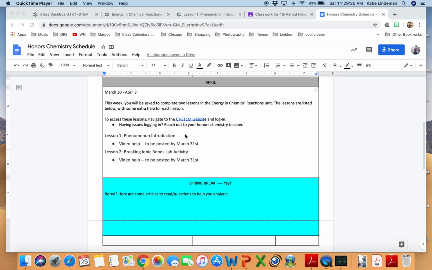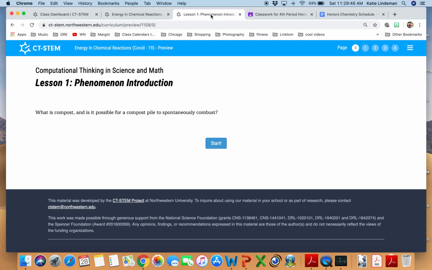To access both of these lessons, we're going to first click on the CT STEM website and you're going to log in. We did log into this website in the fall. If you're having problems logging in, just email myself or email Miss Namo and we can figure out your password for you. Okay. So after you log in, you'll find lesson 1, and that's where you're going to want to start.